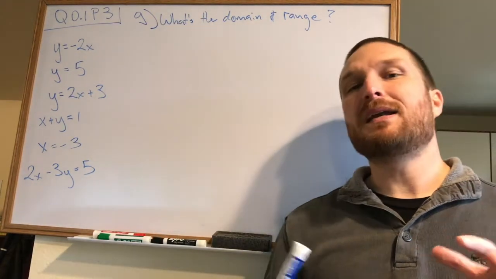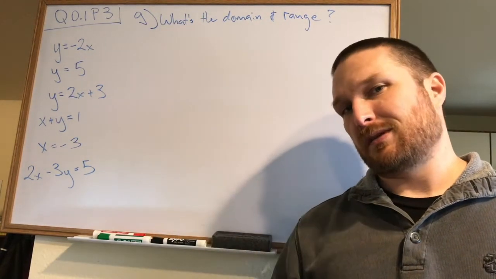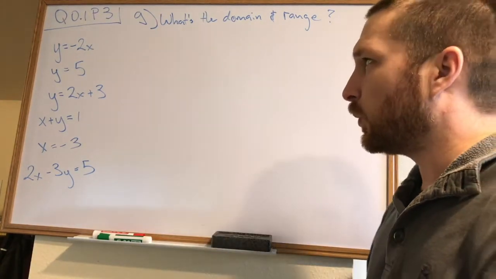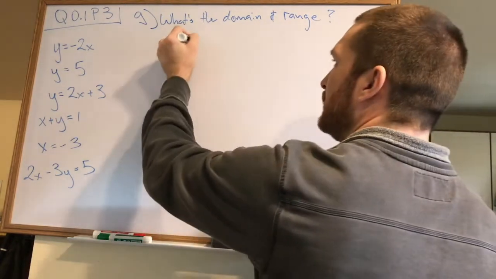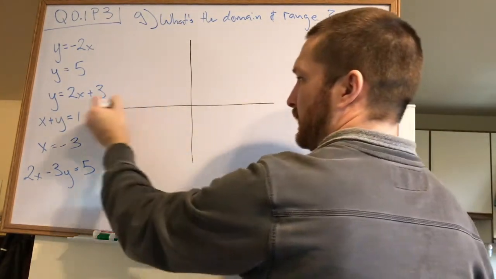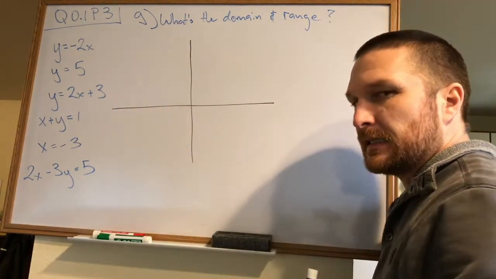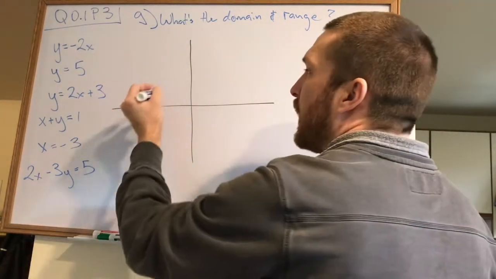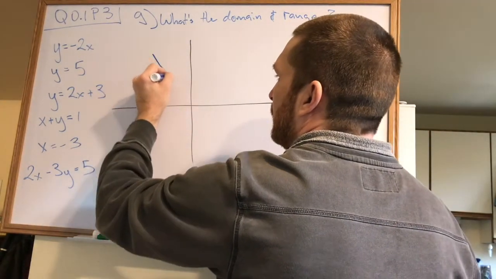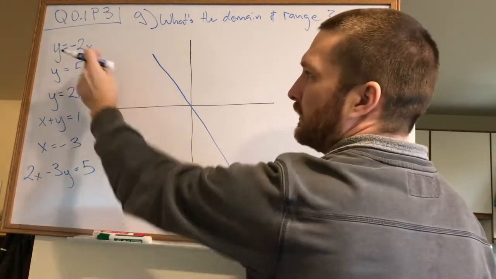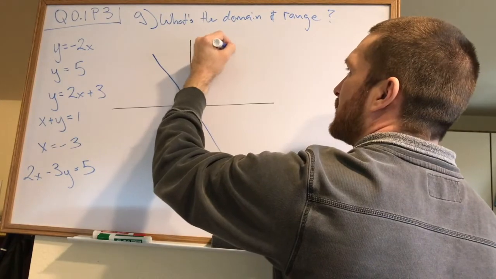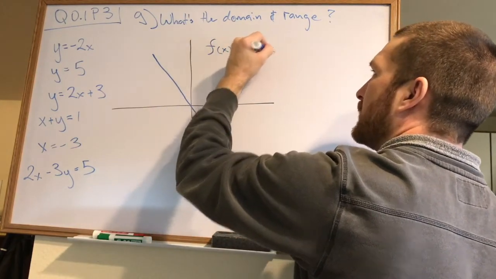which is what's the domain and range for each one of these functions. Now, as we talked about in lecture 1, if you graph the function, it's really easy to see what the domain and range are, with lines especially. So this one right here is the line y equals 2x. We're going to think about it as f of x equals -2x.